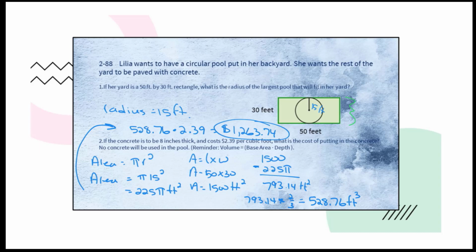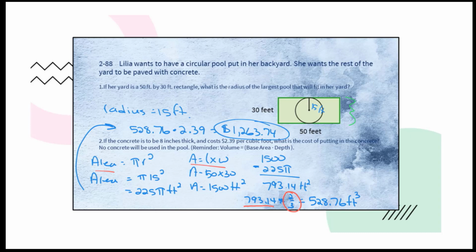So there's a lot of things to keep in mind when you're doing this. Obviously, the area formulas are really, really important, but it's also important that you know you're using the right unit of measurement against another unit of measurement. I think a common mistake on this problem would be for people to multiply this 793.14 times 8. That would be crazy. And so that's not what you want to do. And then multiply that by $2.39. And honestly, that would be an extremely expensive backyard to put concrete in.